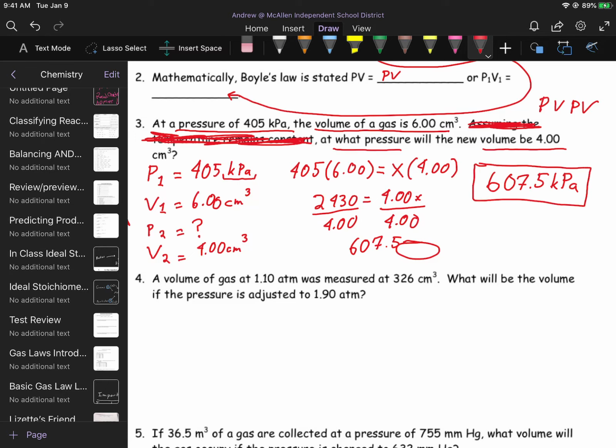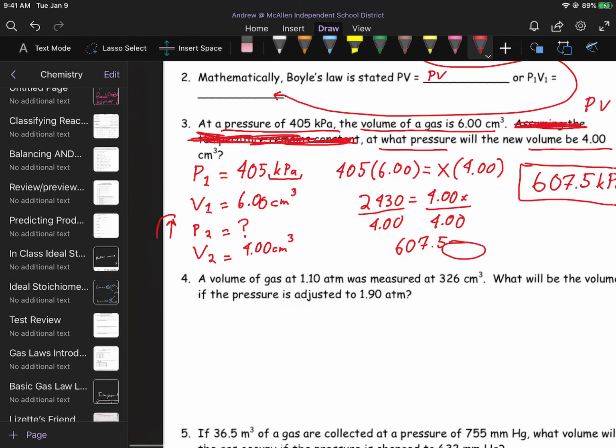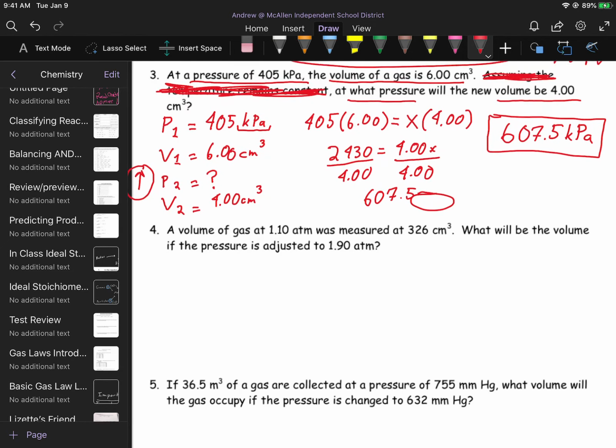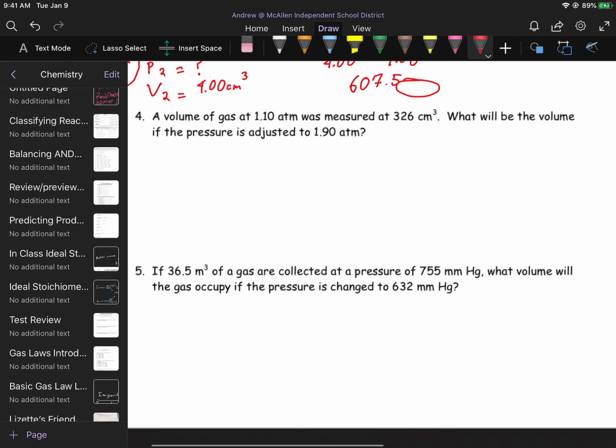Now let's check our original guess. Our guess was that pressure 2 would be an increase over pressure 1. Pressure 1 is 405. If pressure 2 is 607, is that an increase? I think so. So is this a pretty reasonable answer? Oh, definitely. All right, let's do number 4. A volume of gas at 1.10 atm was measured at 326 centimeters cubed. What will be the volume if the pressure is adjusted to 1.90 atm? Okay.